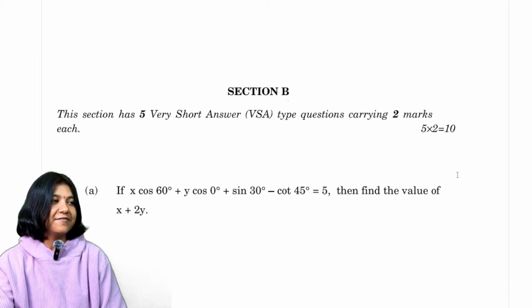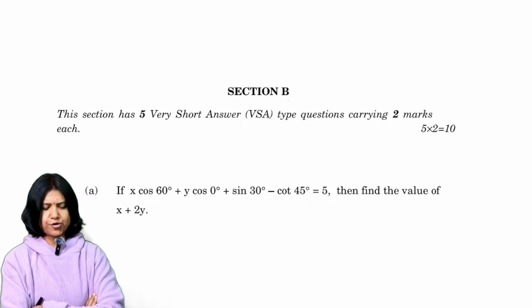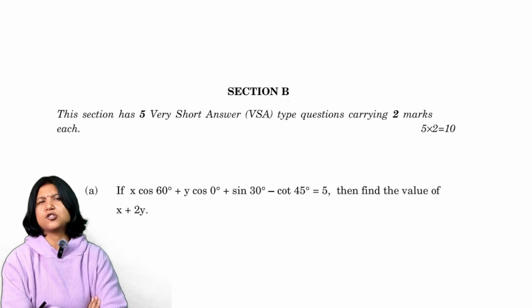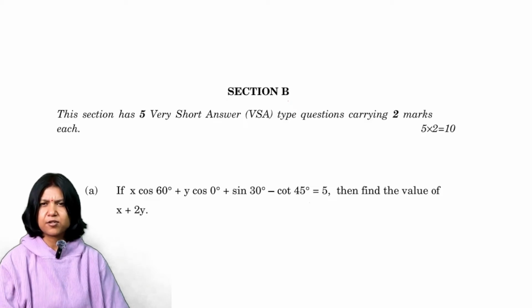Section B. Now section B has questions for 2 marks each. So you want to show your steps definitely, but don't spend more than 2 to 3 minutes for each question. That is my suggestion, okay? Because it's just for 2 marks, and don't give 1 page of working for such questions. Any problem?